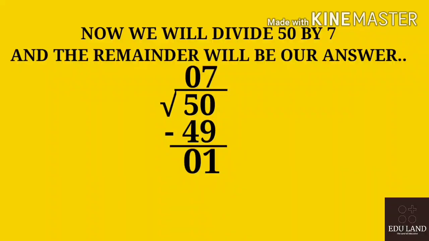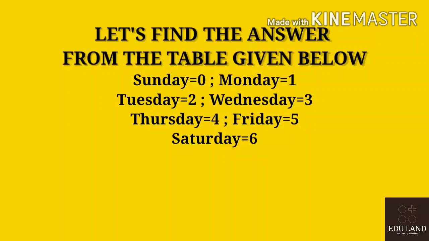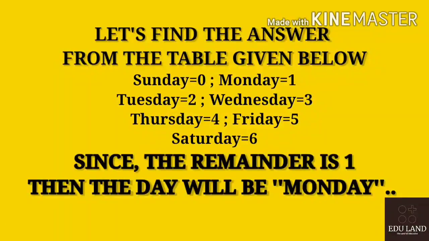Now we will divide 50 by 7 and the remainder would be the answer, and in this case the remainder will be 1. Now let's find the answer from the table given below. Since the remainder is 1, so our answer is Monday. So 25 January is a Monday. You can check the answers from the calendar.